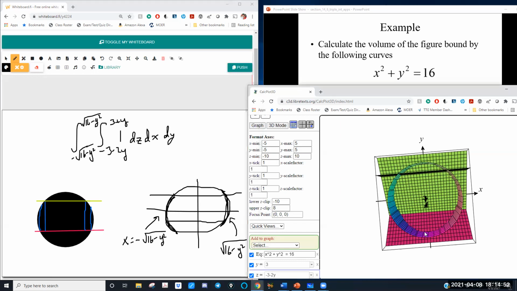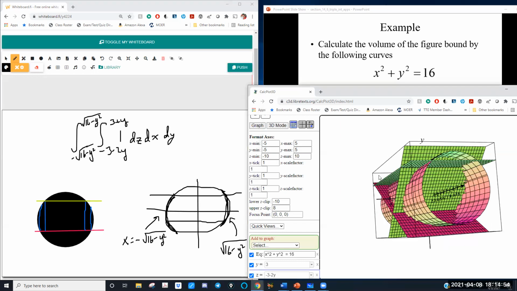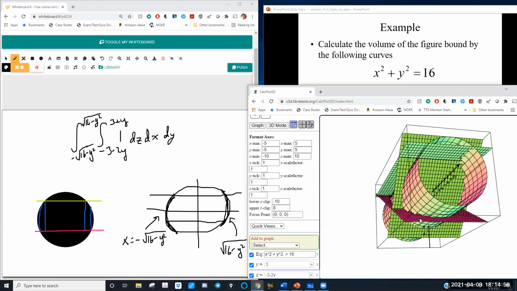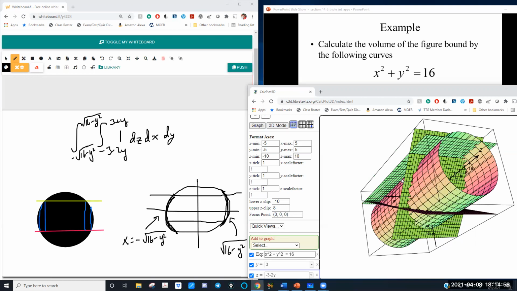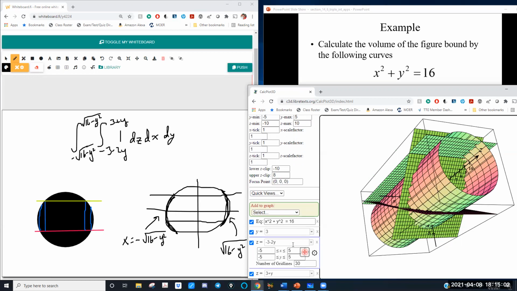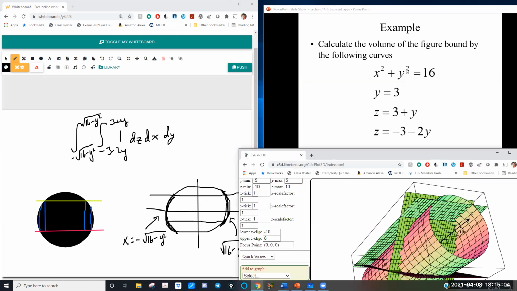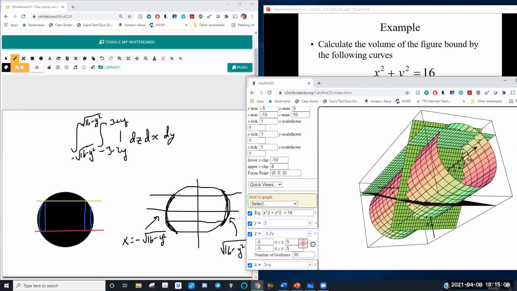Now, the top one is actually pretty easy, because if we go back, it's that one plane that is parallel to the z-axis. The only one of our equations that's parallel to the z-axis is this guy right here. So our upper limit here is the plane y equals 3. So we already know our upper limit.